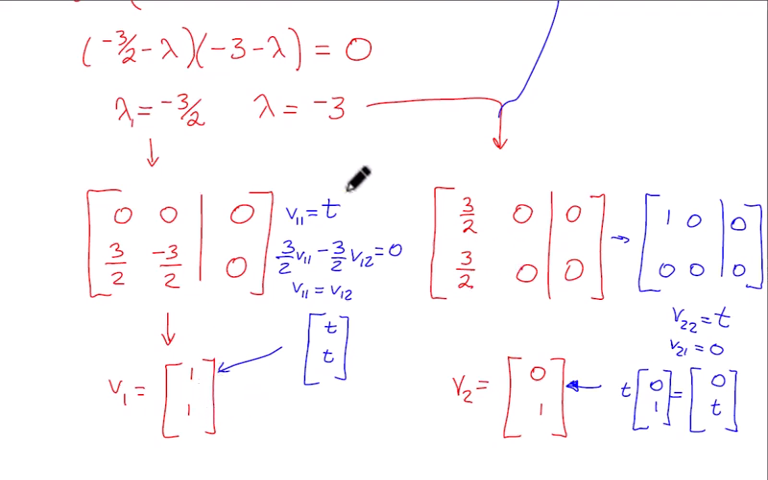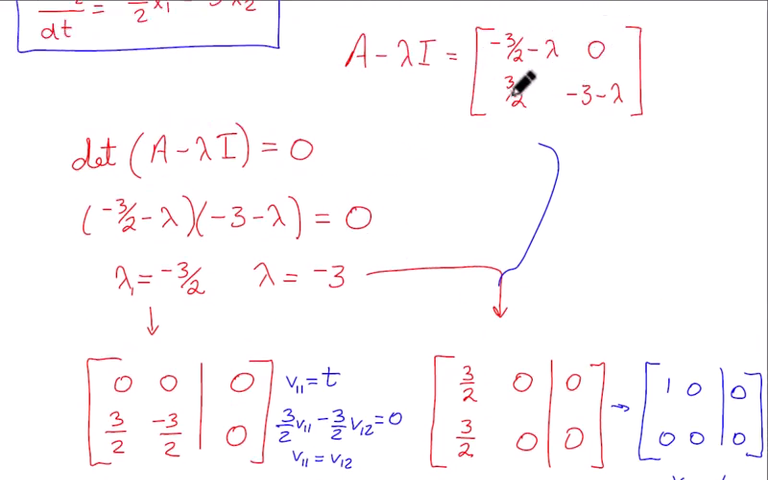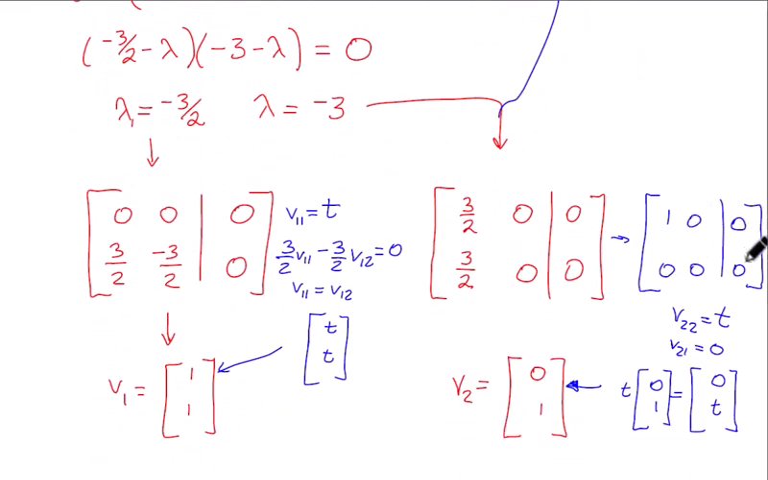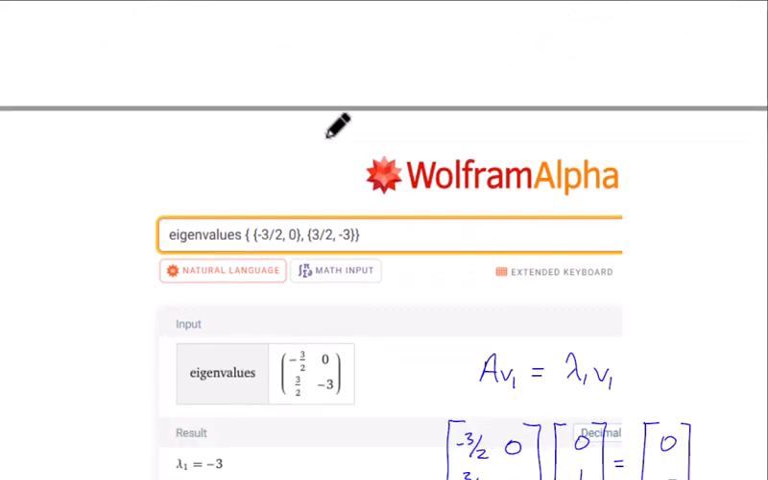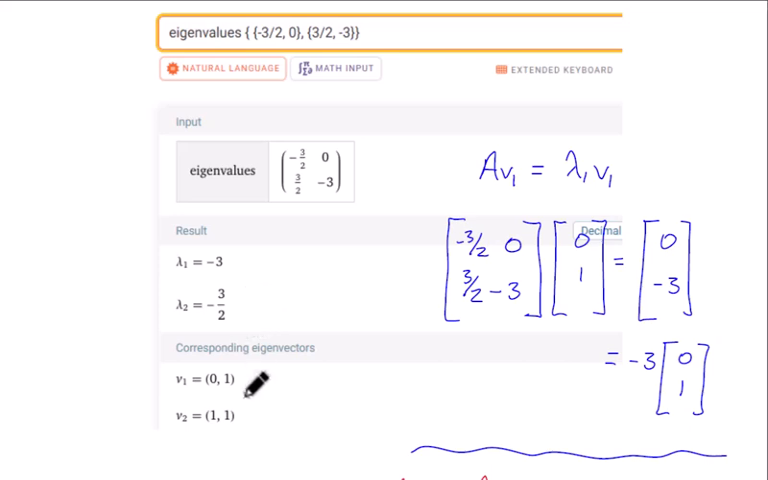If I do the same thing, take the eigenvalue of minus 3, plug it in there, I'm going to get this matrix, and when I row reduce it, it would look like this. That says that the second one is t, the first one equals 0, so I get 0, 1 for that eigenvector, which goes with minus 3. I did the same thing again using Wolfram Alpha. It gave me them.